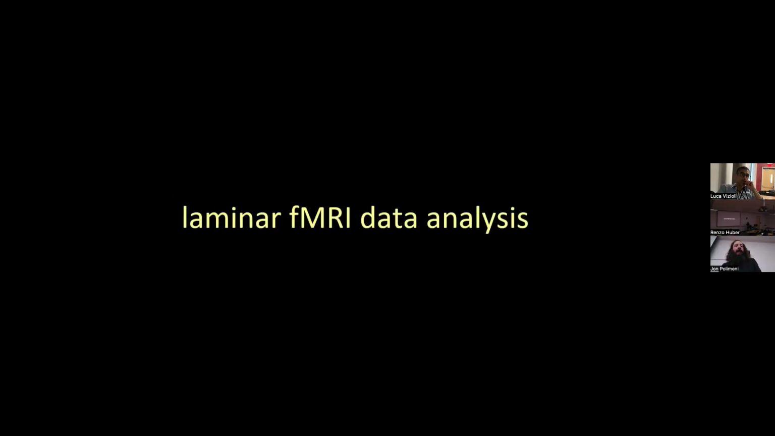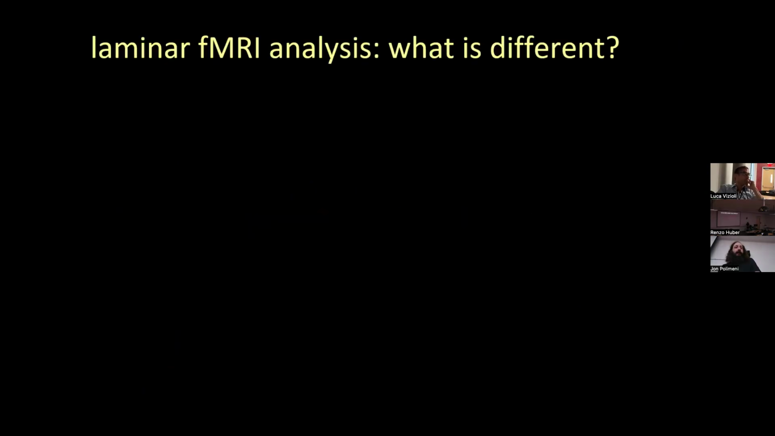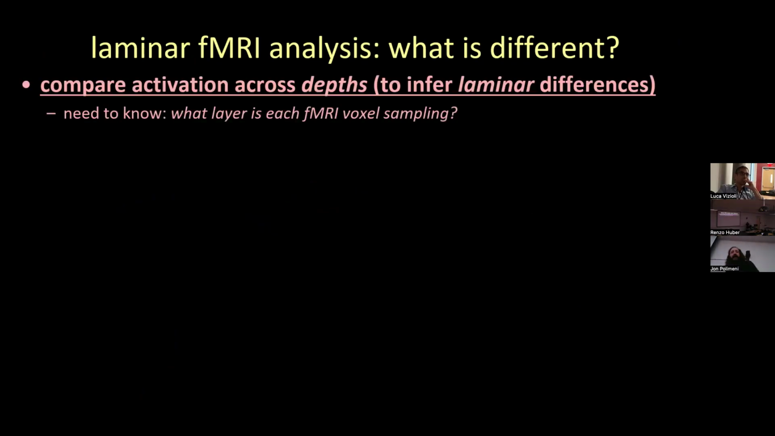Okay, I want to talk a little bit about laminar fMRI data analysis. Again, you're going to be hearing a lot more about this from the other speakers, but just to foreshadow a little bit: what is different between layer fMRI analysis and conventional fMRI analysis? Well, the big thing is the main step in layer fMRI analysis is to compare activation across depths, in order to infer laminar differences in activity and laminar differences in function.